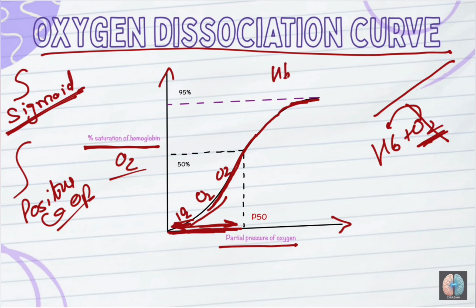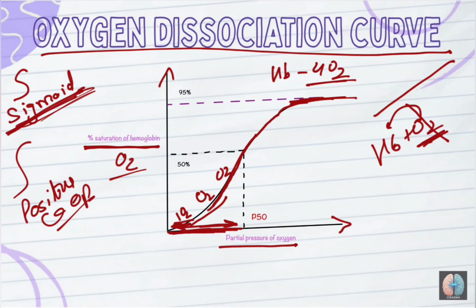So the maximum capacity of hemoglobin is to bind with 4 oxygen. So that's why it plateaus out or saturates. Okay, so now we know why the shape of the normal oxygen dissociation curve is sigmoid.